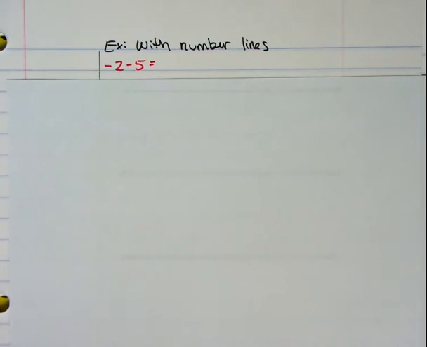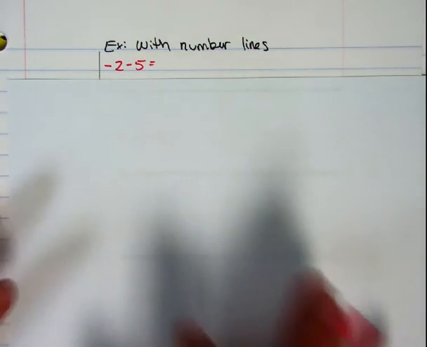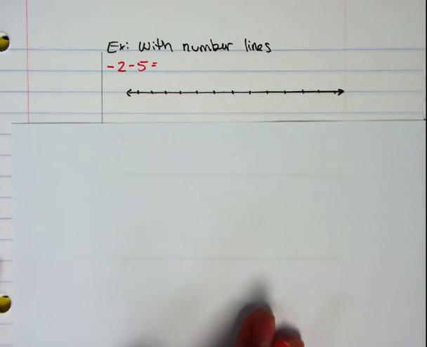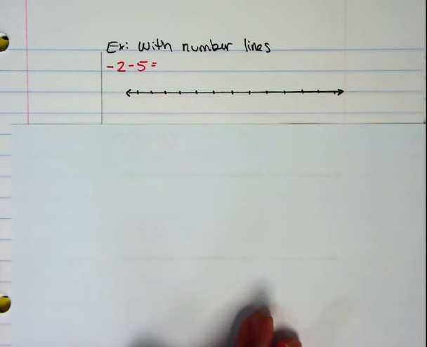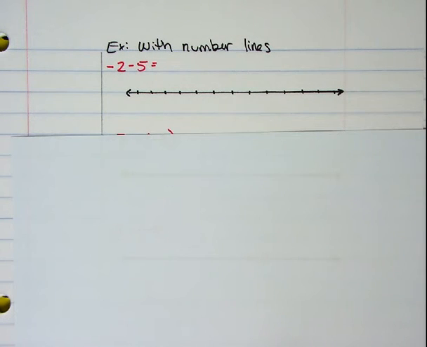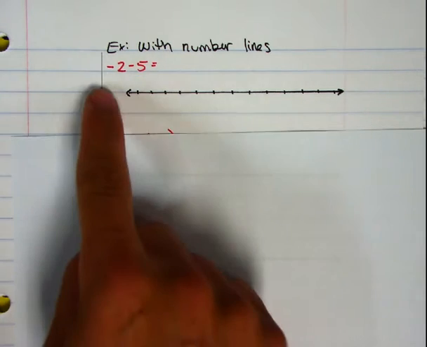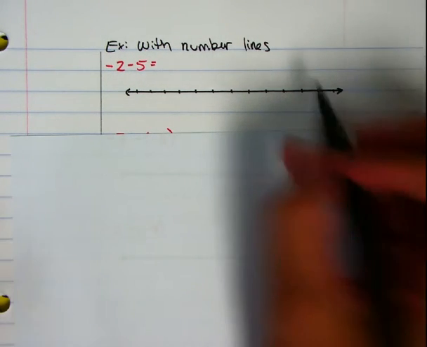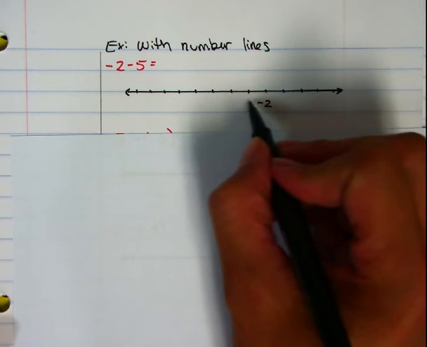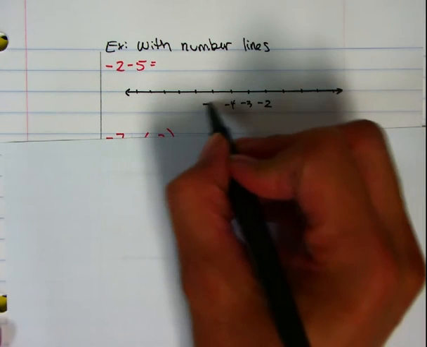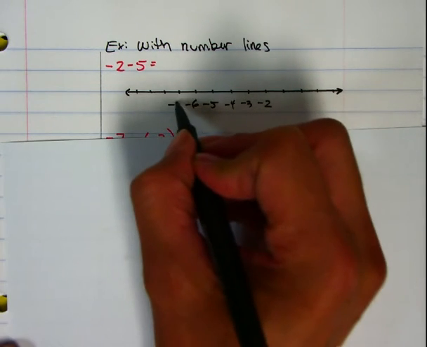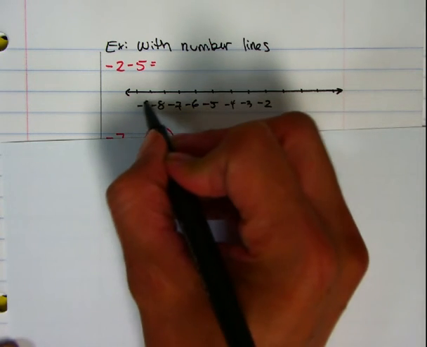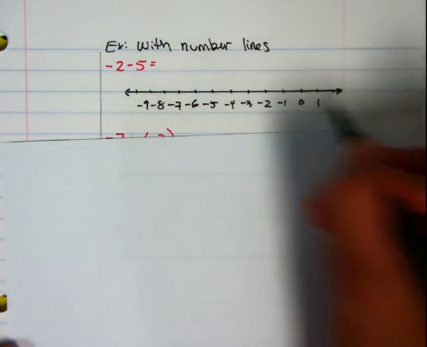All right, let's expand on this idea. Let's try to use a different method of explaining it to you. We're going to use number lines, okay? So number lines. I'm going to start with negative 2. Negative 2 minus 5. Okay, so that means I started at negative 2. Well, let's say it's right here. That would be negative 3, negative 4, negative 5, and so on and so forth, right? And over here, the number line goes there.